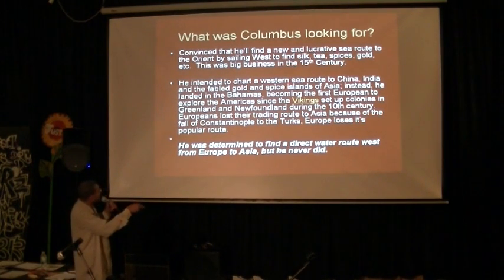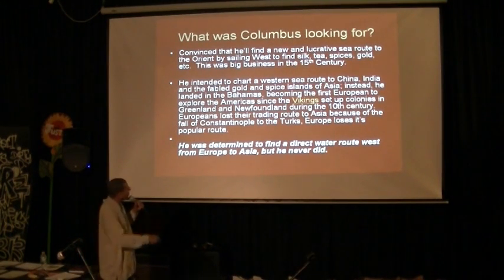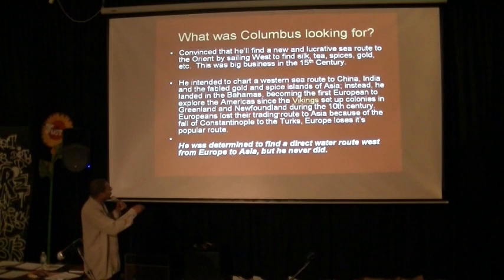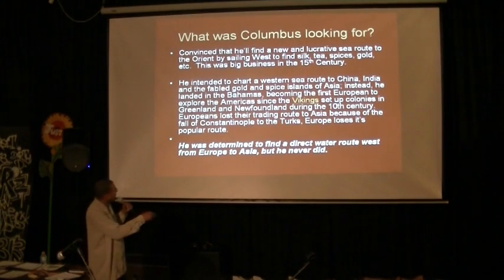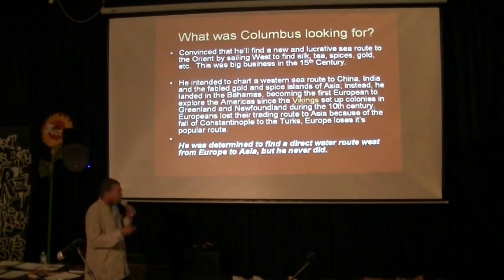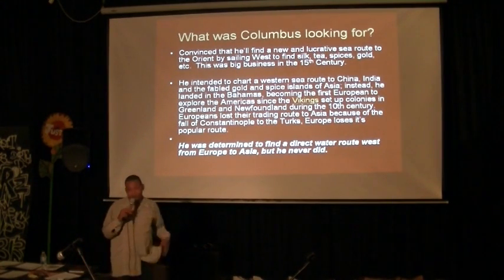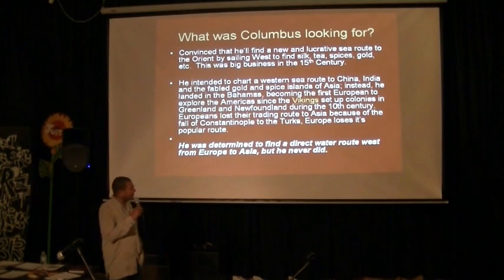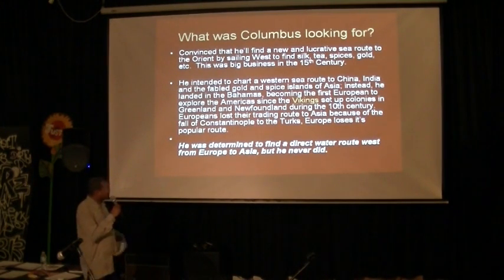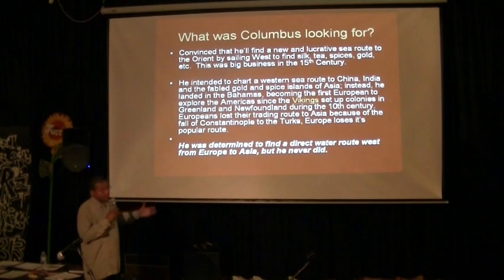He intended to chart a western sea route to China, India, and the fabled gold and spice islands of Asia. Instead, he landed in the Bahamas, becoming the first European to explore the Americas since the Vikings set up colonies in Greenland and Newfoundland during the 10th century. Europeans lost their trading route to Asia because of the fall of Constantinople to the Turks. That was the popular route for them to take. Now, the Vikings, we know, are here, 1000 AD. You have Leif Erikson and Eric the Red, and they're already here, okay? But there are Africans where they go also.